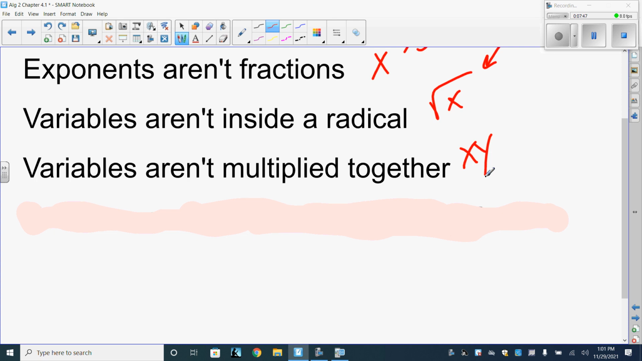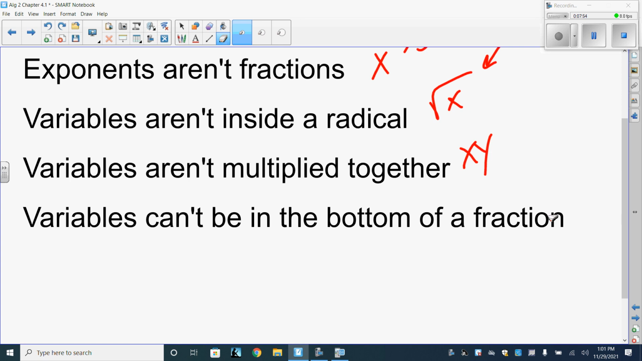And lastly, variables are not in the bottom of a fraction.